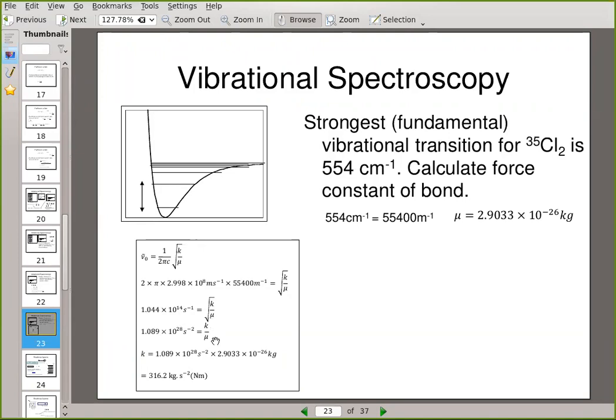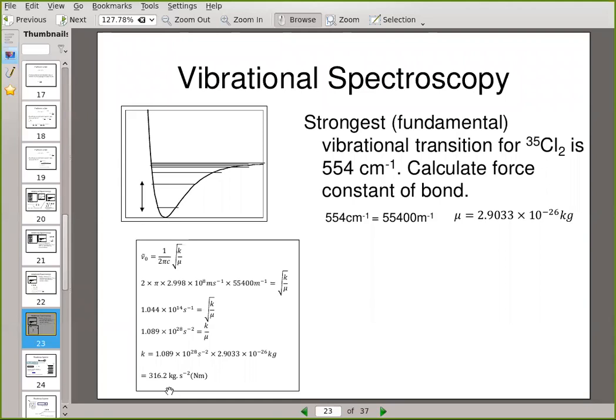And of course, I'm trying to keep all units apparent. So when I put in the reduced mass, I'm going to put its mass in kgs. So k is simply going to be this number times the reduced mass, and when you multiply that out, from these horrendous numbers you get something quite reasonable: 316.2 kilograms per second squared. So this is fantastic. We now know the force constant for a 35Cl2 bond.